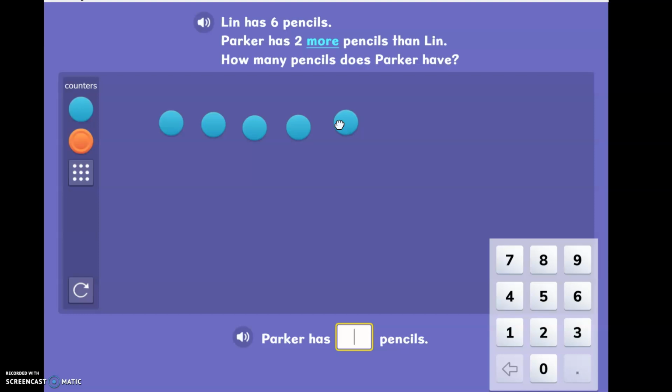4, 5, 6. Parker, does he have 2 pencils? No, he has 2 more. So right now, we're just gonna match up the pencils. And we know that's gonna be 6 because Lynn has 6. 4, 5, 6. Okay, so Parker has 2 more. So I now have to add those 2 more pencils. Okay, so if we had 6 here, because that's what Lynn had, and we added 2 more, 6 and 2 make what? Count on. 6, 7, 8.